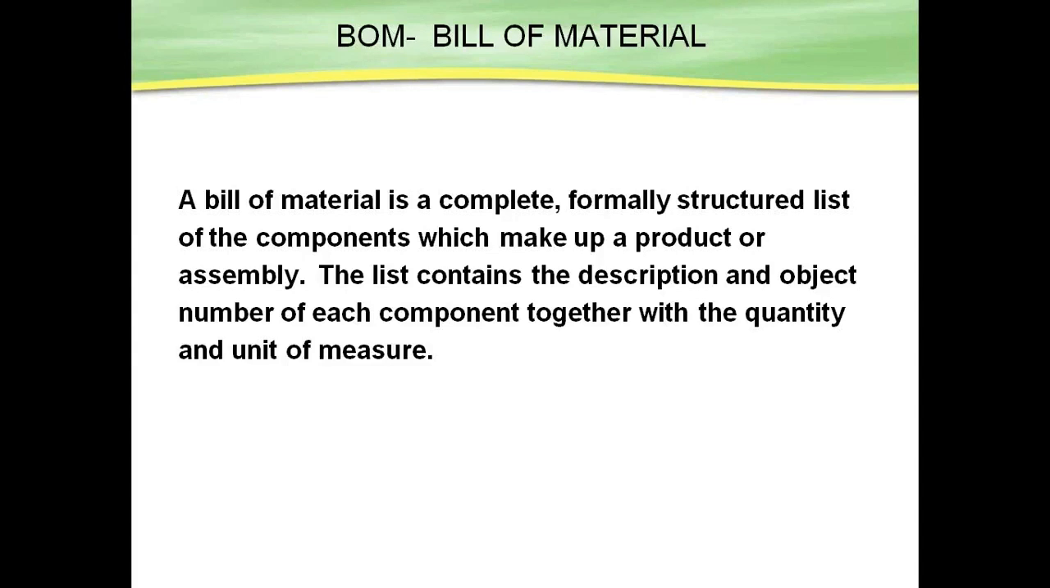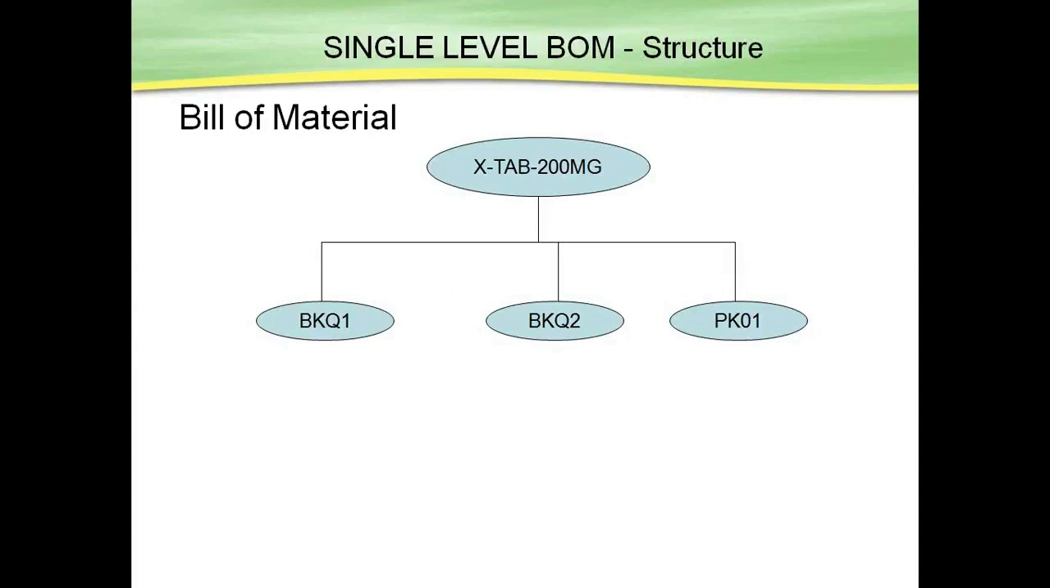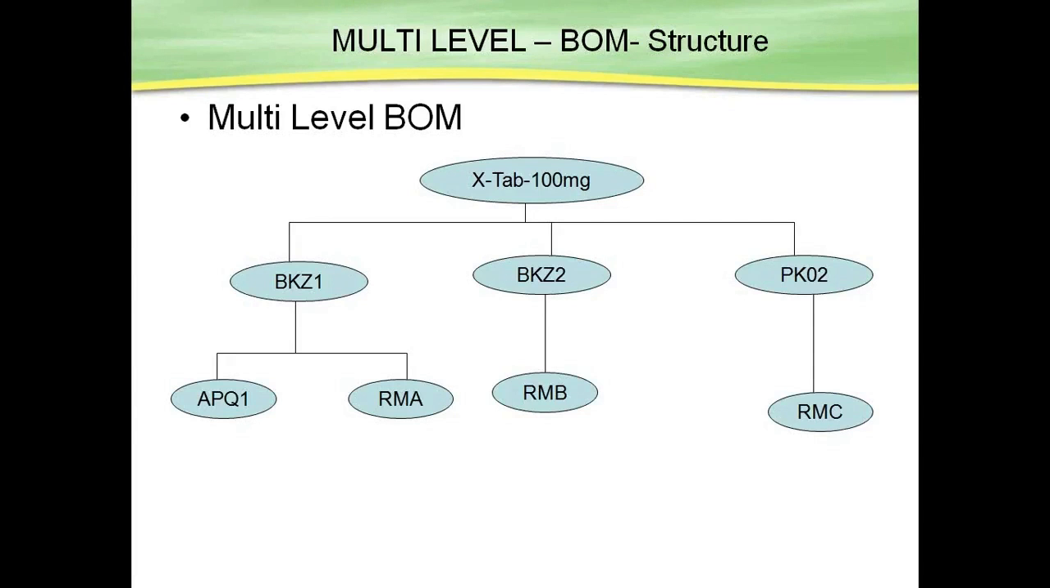Let us see. This is a single level BOM structure. Here, this X tab 200 mg is one tablet of 200 mg. It will have three components: BKQ1, BKQ2, and PK01. This is a very simple level BOM. Next is the multiple level BOM. Here, you can see that your finished product is a 100 mg tablet, and for producing the finished product 100 mg tablet, you need BKZ1 as one component, BKZ2 as one component, and PK02 as one component. But BKZ1 also has its own BOM.